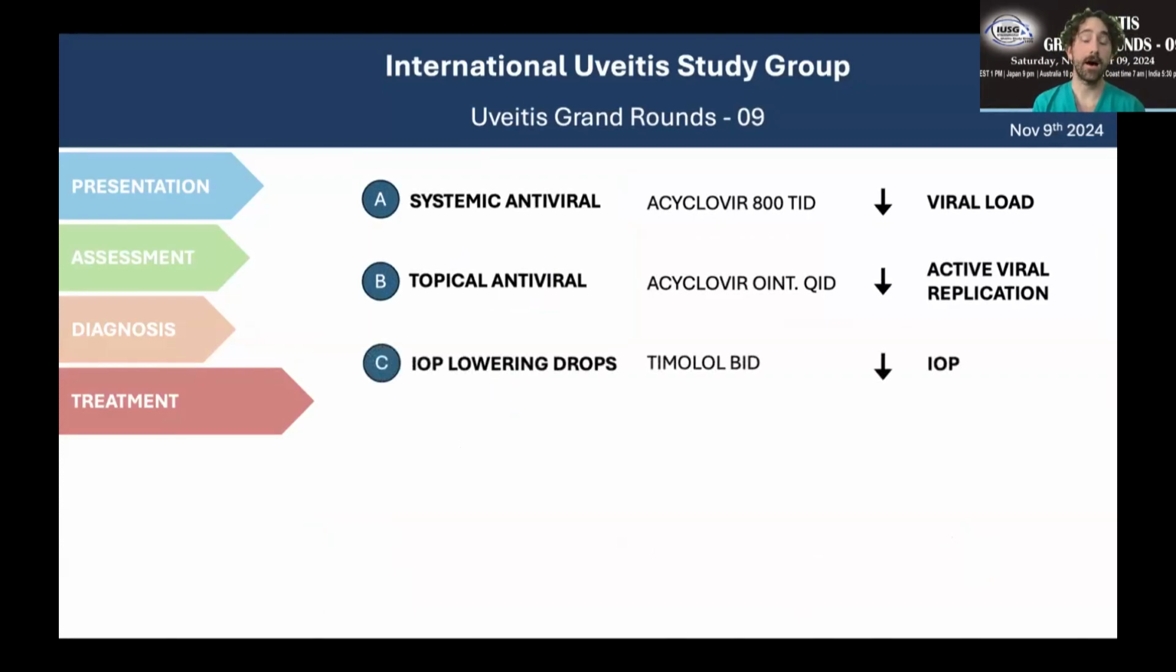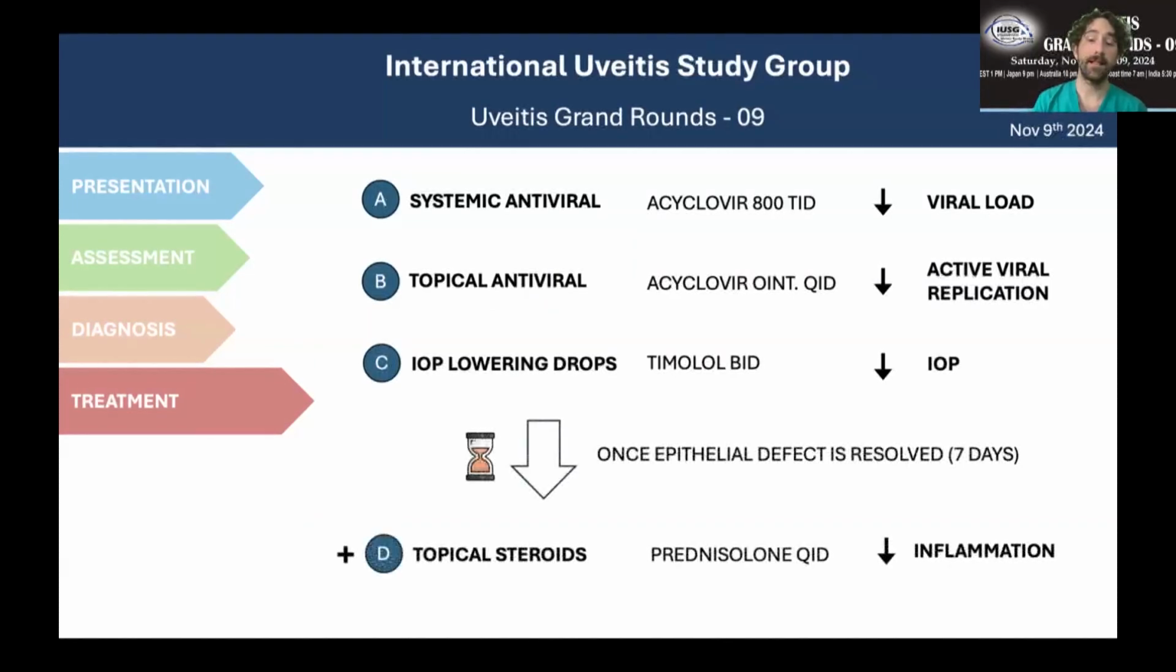We also addressed the hypertensive uveitis with IOP lowering drops, 2 times a day timolol, and once the epithelial defect was resolved, about 7 days after treatment was started, we added the topical steroids, namely prednisolone 4 times a day to reduce the inflammation and to address the uveitis.